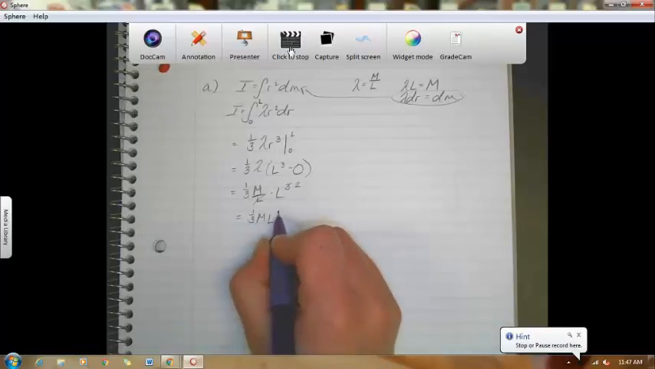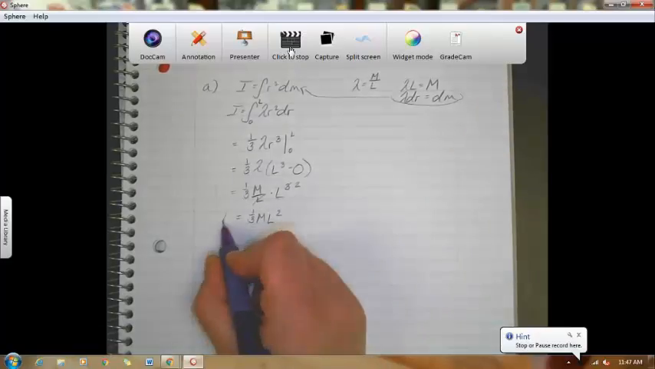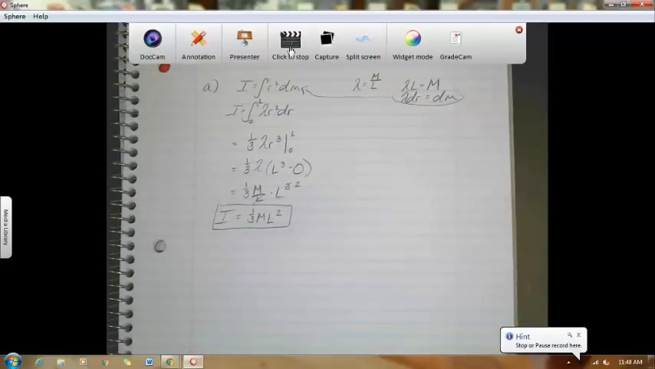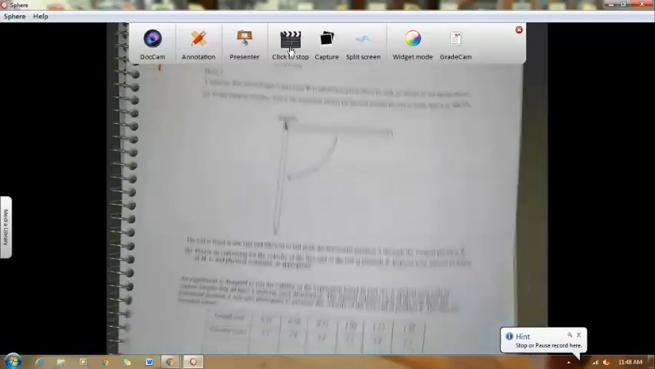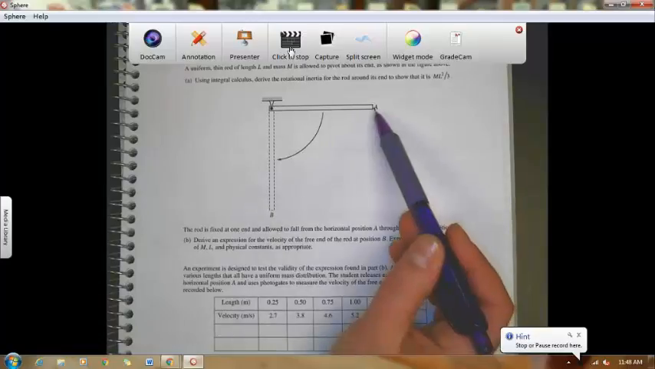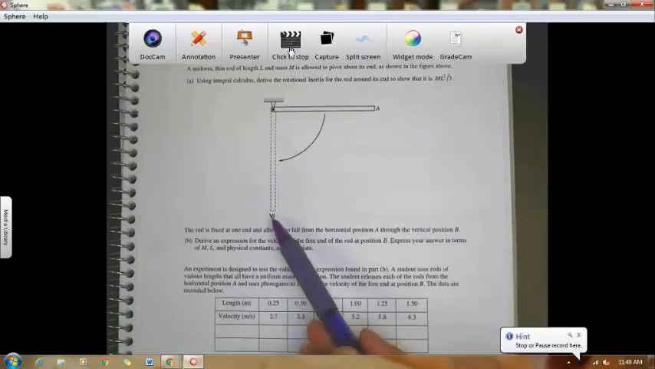Then we're going to look at this rod again. It's being held up here, and it's going to be allowed to swing down, and we want to know what the velocity is going to be of the free end of the rod at position B. We need to keep our answers in terms of M and L and G and such figures.